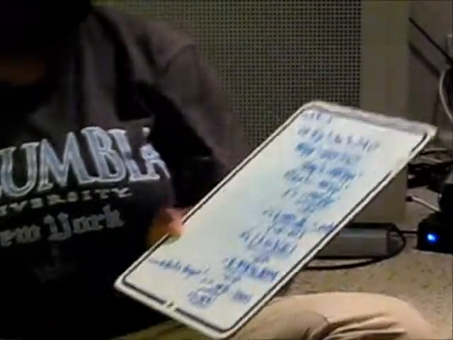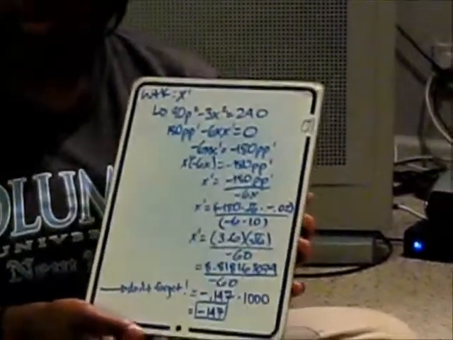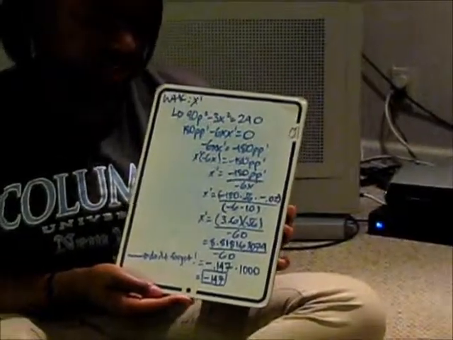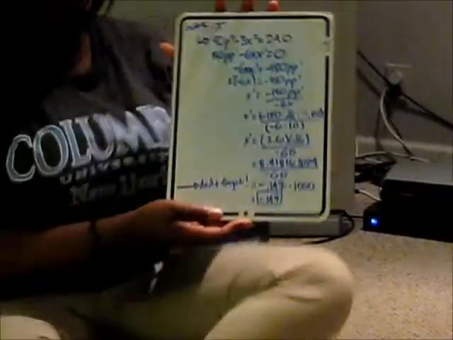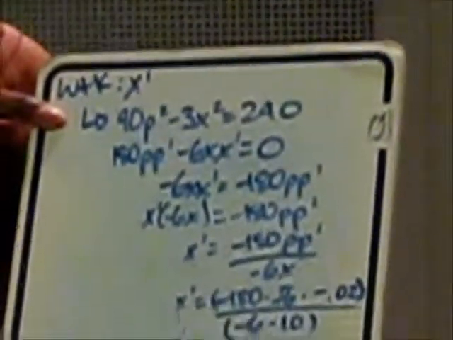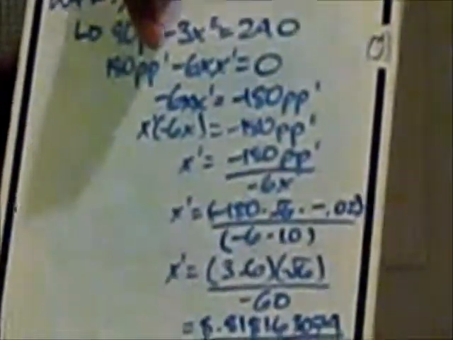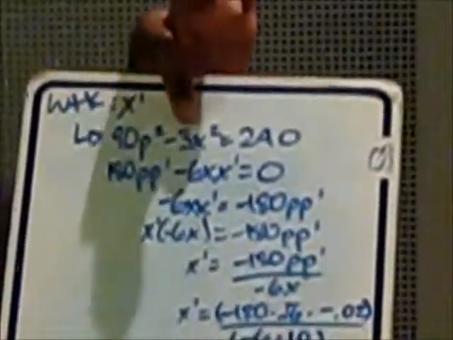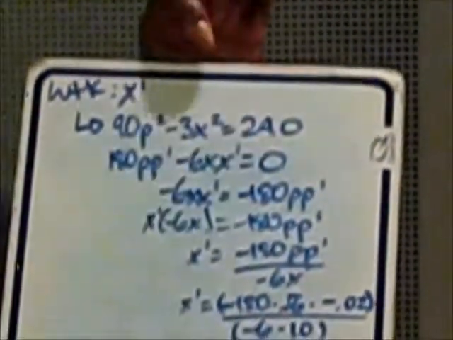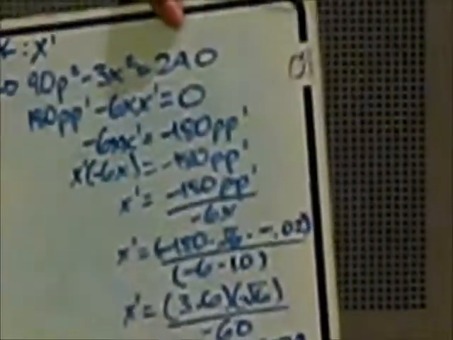Now we can get down to solving for x prime, or dx/dt, and that's the part that's going to require implicit differentiation. So, just like our previous problems, we're going to start with the original equation, and then we're going to differentiate. 90 times 2 is 180 times p times dp/dt, which is the same as p prime. 3 times 2 is 6 times x times dx/dt, which is x prime. And the derivative of 240 is just 0.